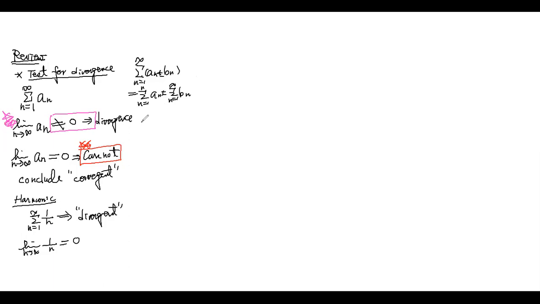What I mean is the scalar multiplication. If you have the sum from n equals 1 to infinity of c times a_n, this is c times the sum from n equals 1 to infinity of a_n. If the sum of a_n is convergent, then the sum of c a_n is convergent. If the sum of a_n is divergent, then the sum of c a_n is divergent, right?